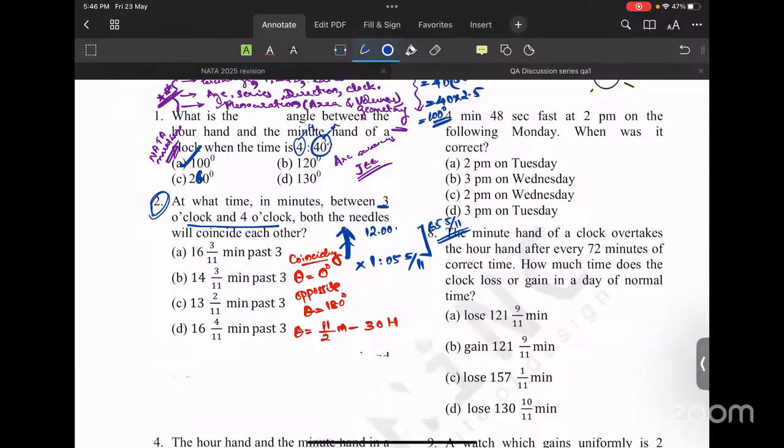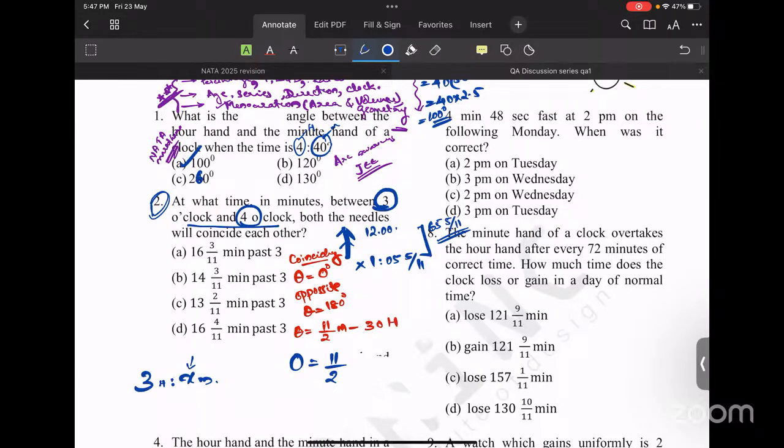So theta equal to 0. 11 by 2, what is the minute and hour here? After 3 o'clock and before 4 o'clock, whatever the time will be, it will be 3 hours and x minutes. This will be the format. If it is 3:30, 3:15, anyway, we need to find the value of x.